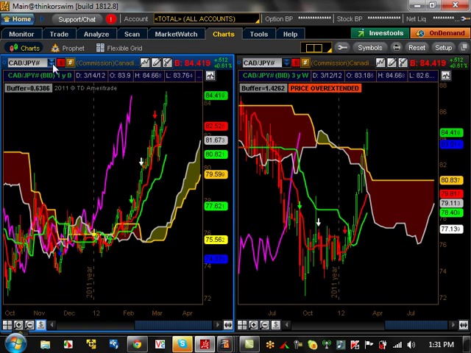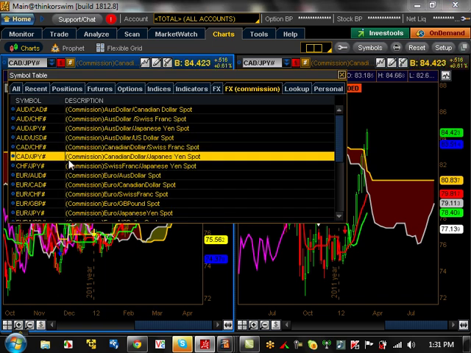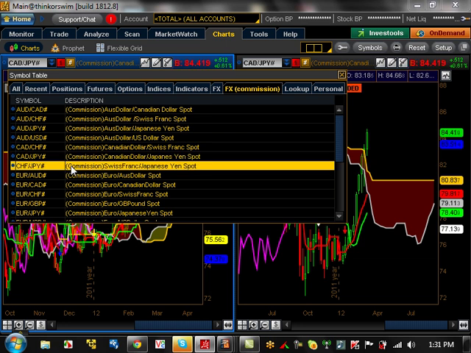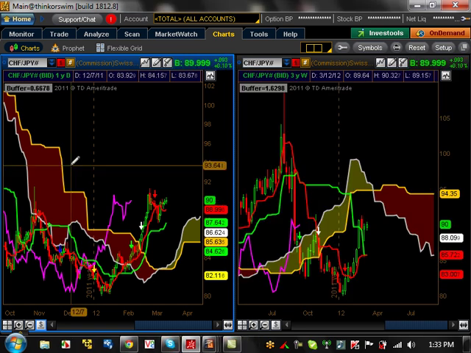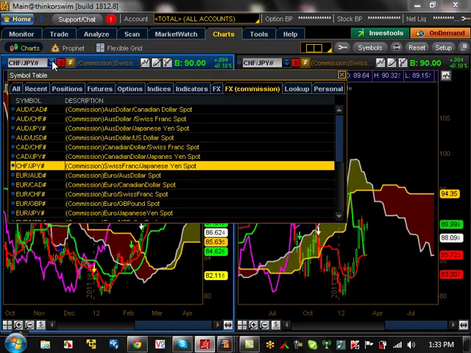84.61 was a resistance level, so we have to see what happens now. If it breaks that, then it's probably going to move another 200 points to the next resistance level, but we'll see. Okay, so that was basically the Swissy yen.